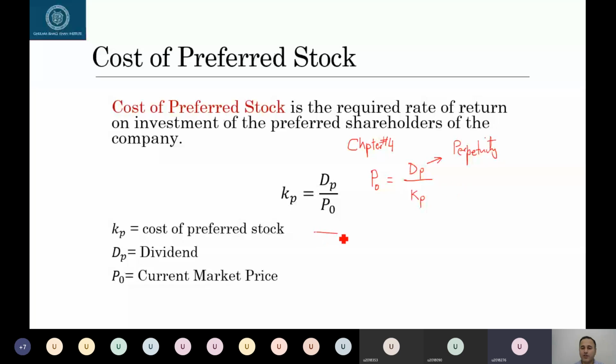If I put it on a timeline, 0, 1, 2, 3, and let's say infinity. Preferred stock does not have a specific maturity, so it goes forever. For example, at the end of each year, you are getting DP.